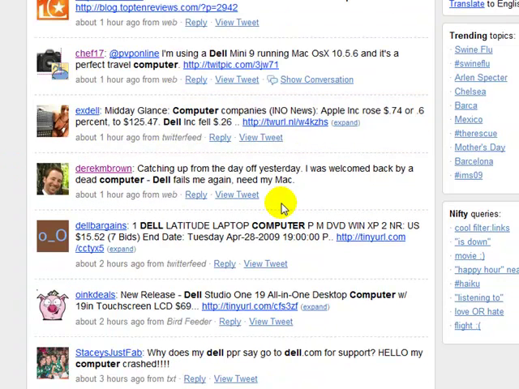Now here's the opposite situation. This message here: catching up from the day off yesterday, I was welcomed back by a dead computer. Dell fails me again. Need my Mac. So there's a recommendation there for Mac, and Dell gets trashed by that tweet. And anybody that's following that person would have access to that referral for Mac and that bash on Dell computer.